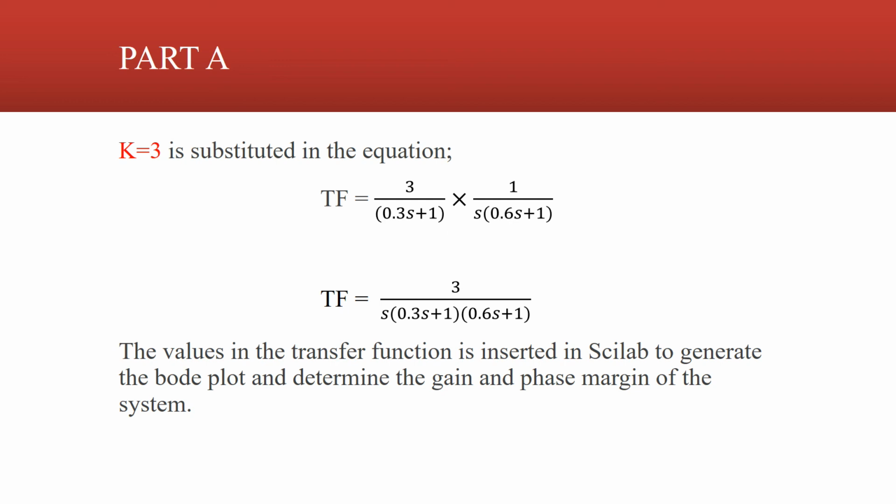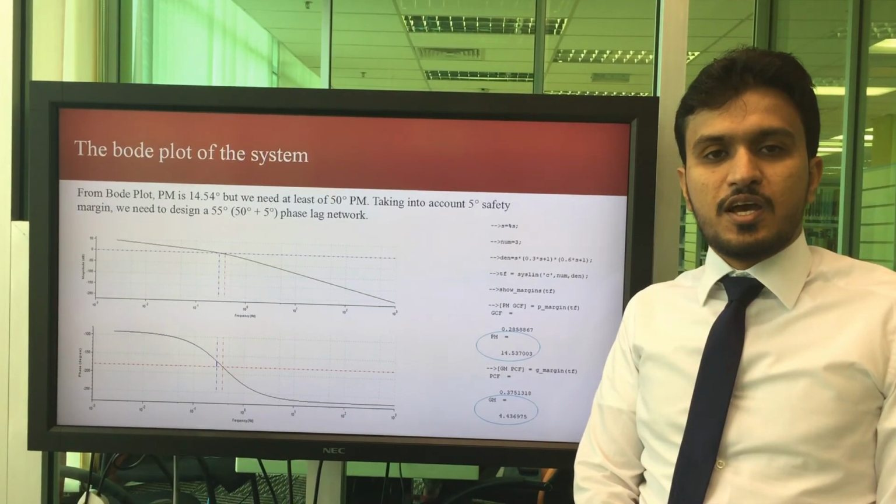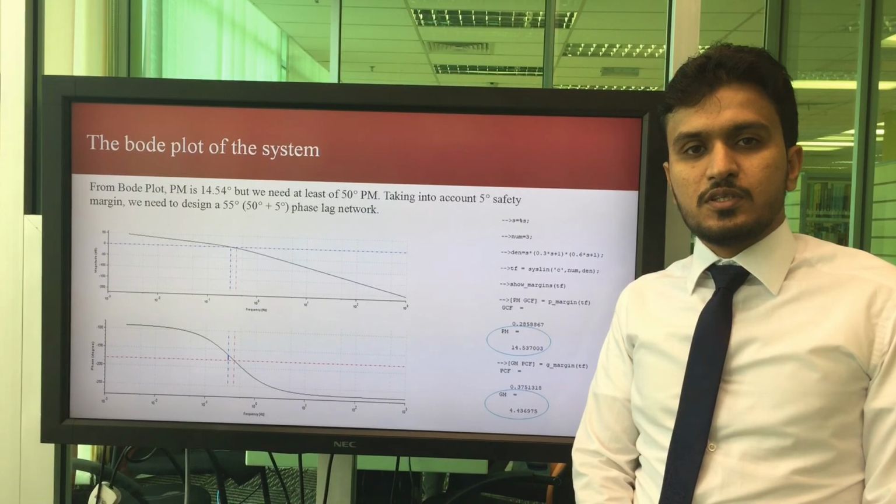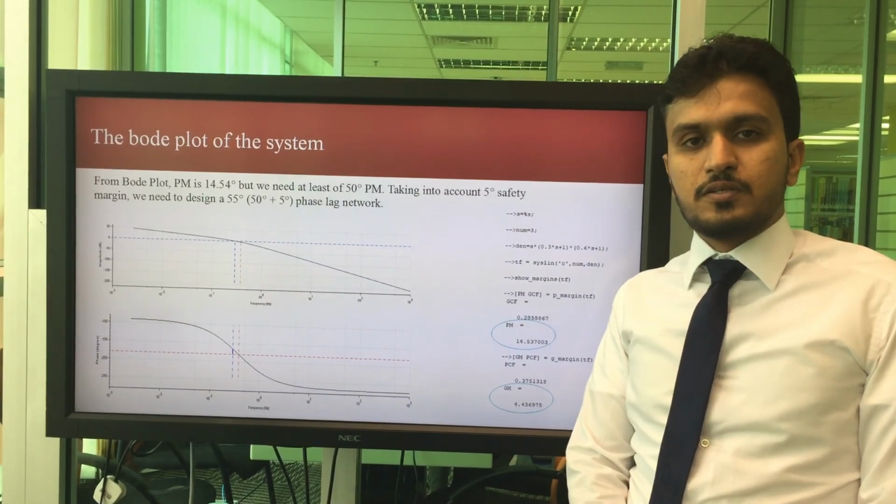To solve part A of the question, we need to find the transfer function of the system. As k equals 3 is given, we get the final transfer function. As you can see, the numerator of the final transfer function is 3 and the denominator is s times (0.3s plus 1) times (0.6s plus 1). After that, we will insert all of the values of the transfer function into Scilab to generate the Bode plot and determine the gain and phase margin of the system. Now I will show how to use Scilab to draw the Bode plot to get the phase margin and gain margin.